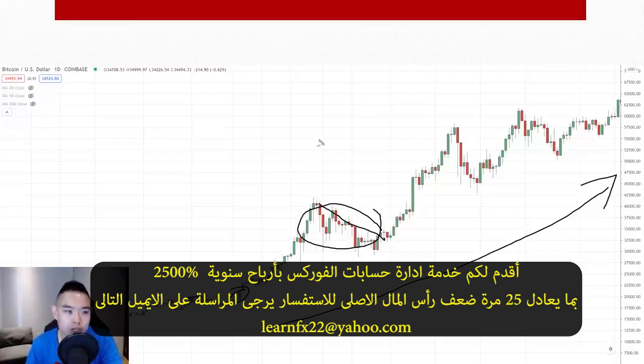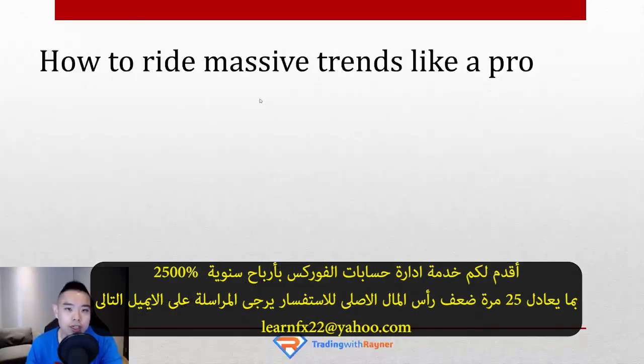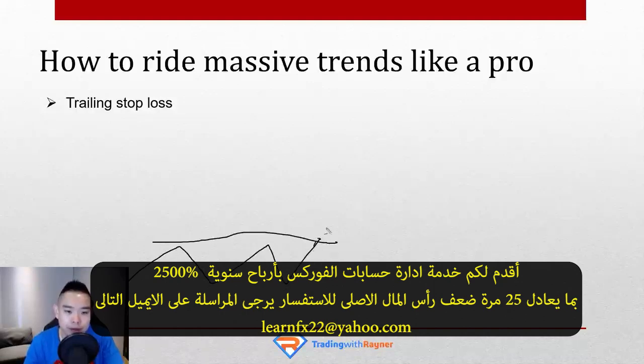And the trick here is that you need to use a trailing stop loss. Okay, so what is a trailing stop loss? A trailing stop loss is basically shifting your stop loss progressively in your favor as the market moves in your direction. So a super quick example is, let's say the market is now in a range, okay, and then it breaks out higher, right? Let's say your stop loss at this point is over here.